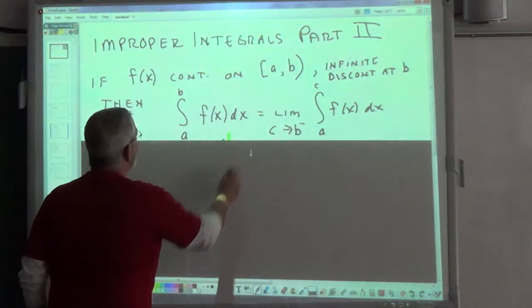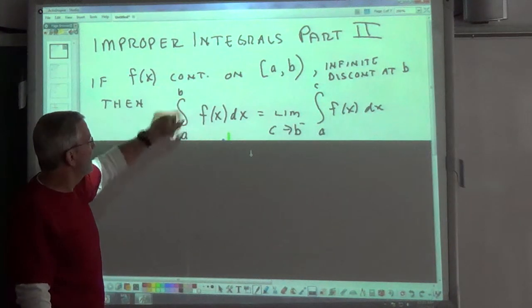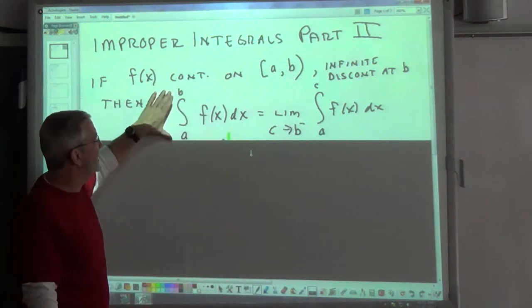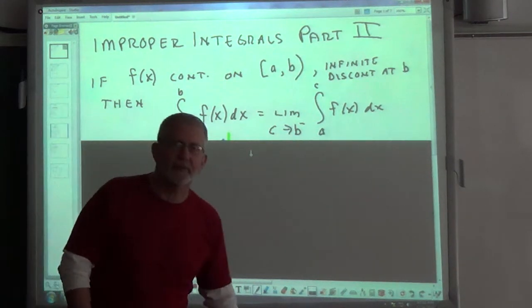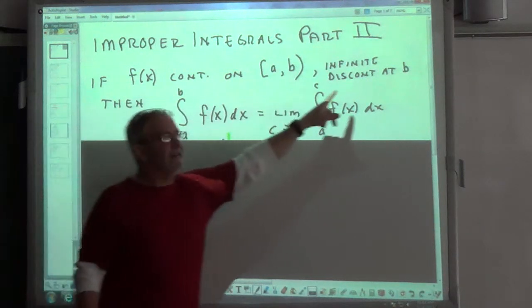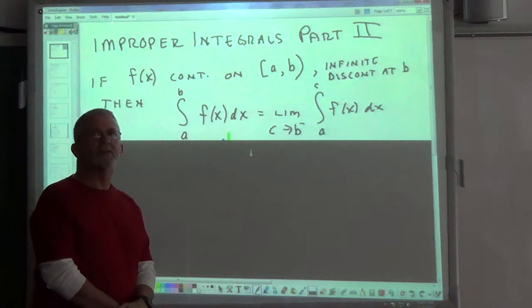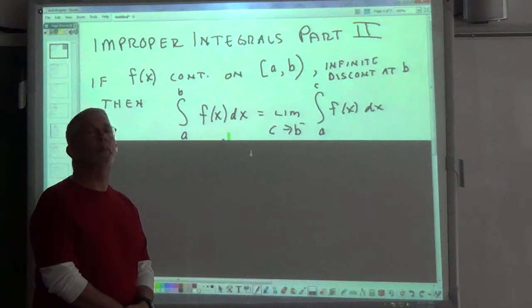What I want to do is find the integral from a to b of f of x dx. Keep in mind this is not a definite integral, because we're not continuous at b. We have an infinite discontinuity at b. So this is called an improper integral.